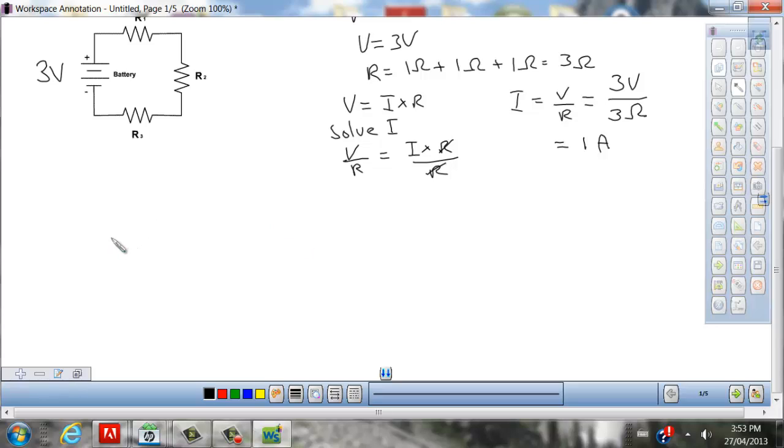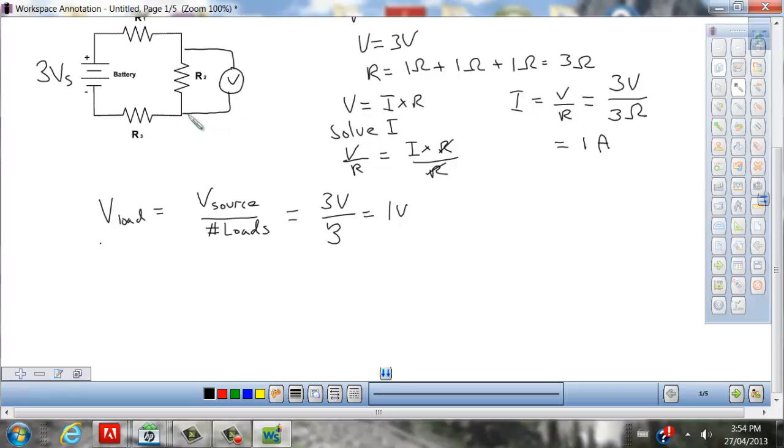A handy rule to remember is that the voltage across any one of these loads is the voltage source, which of course is the battery, divided by the number of loads, which in this case is 3 volts divided by 3, which is 1 volt. And if you were to take your voltmeter, and you always measure voltage in a parallel arrangement, that would equal 1 volt.